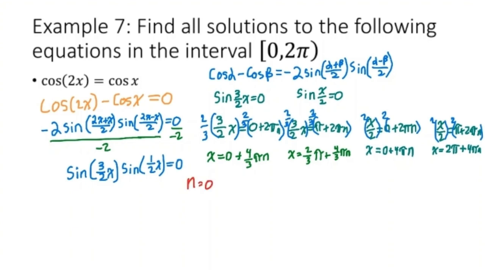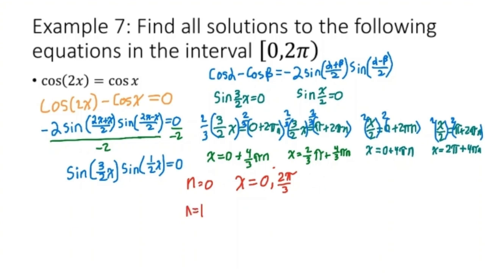If we make n equals 0, our first family will give us 0. Our second family will give us 2/3 pi. Our third family will give us 0, but we already have 0 listed. We don't need to list it again. And our last family would give us 2 pi, but our interval is open at 2 pi with the parenthesis, which means 2 pi shouldn't be included. So our third and fourth family for n equals 0 do not provide us with any new solutions.